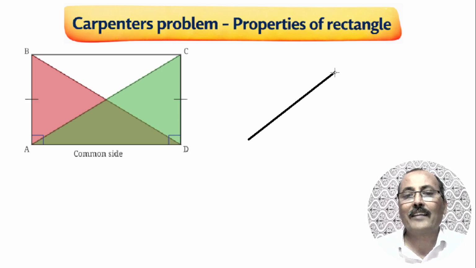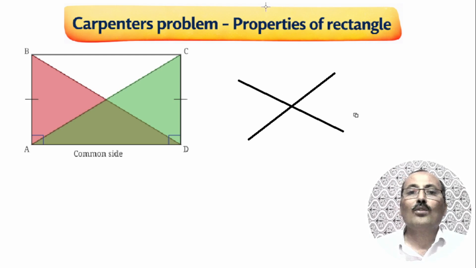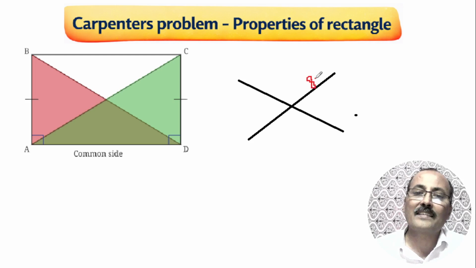Yes, now he is having two wooden strips, no? Like this one and like this one, he arranges the two strips like this, but he knows the length of only one wooden strip. This is 8 centimeter, one wooden strip he knows.